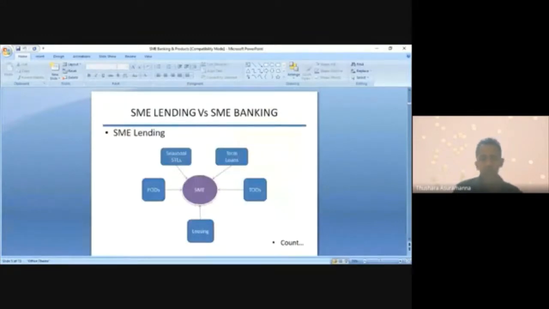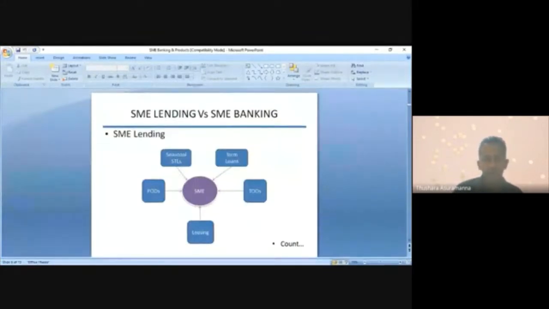Right. We will talk about something more on this. SME lending versus SME banking. Can anybody share some thoughts on this? What do you understand by SME lending, in the first place? Anything you can suggest. It may not be the very correct answer, but you can give some answers.